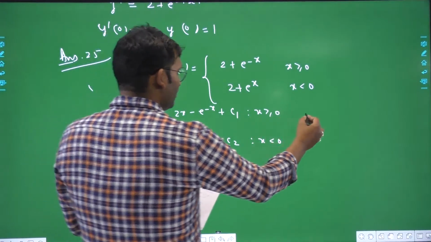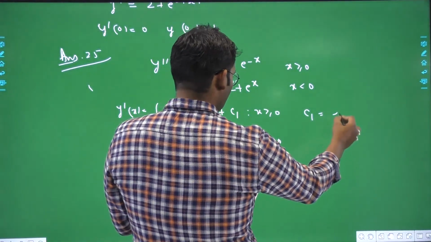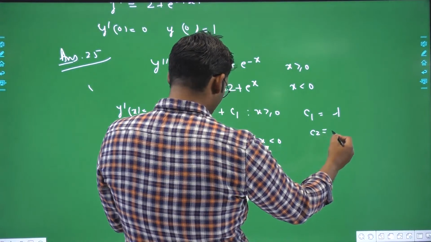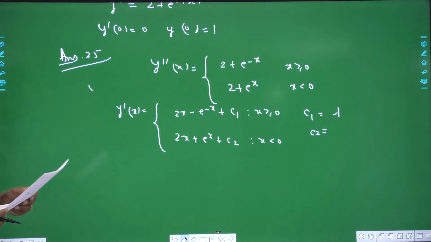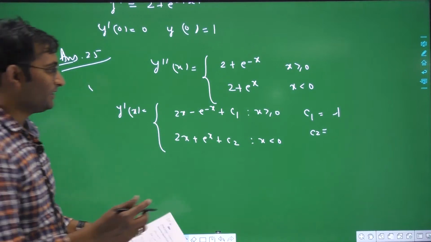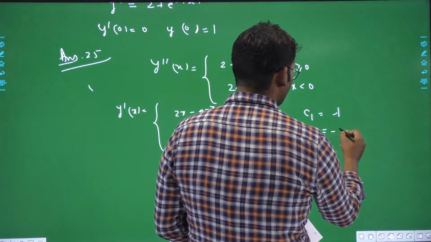By using the initial conditions, what you will find is that c1 happens to be minus 1 and c2 happens to be minus 3. So this is, I think you can do it on your own.